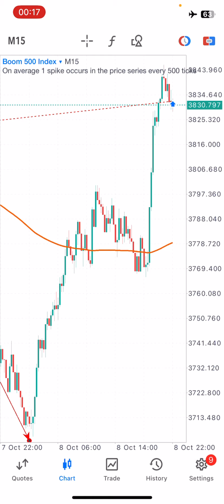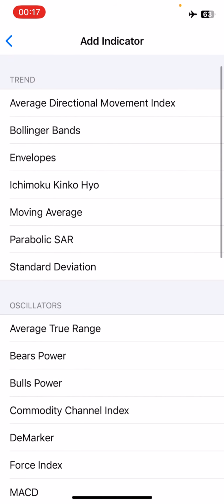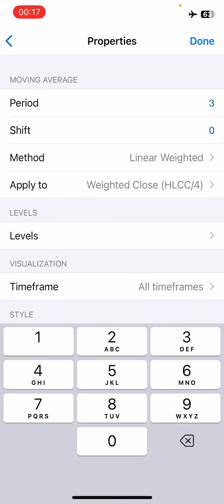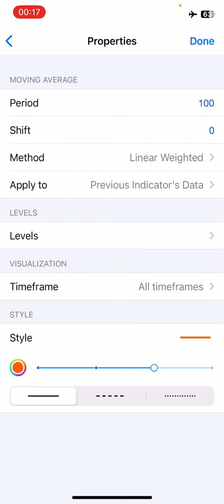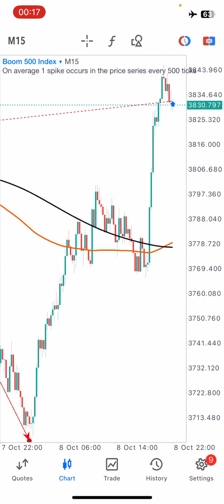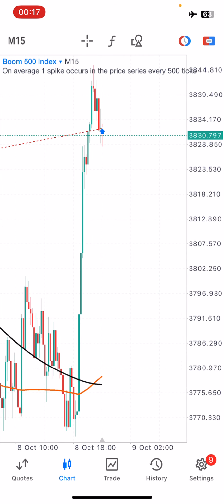Next, we're going to need another moving average on our main chart, with a period of 100. The shift will be 0. The method will be linear weighted and apply to previous indicator's data. I'll change the color to black for this one, and done. As you can see, we now have the black and the orange line on our charts.